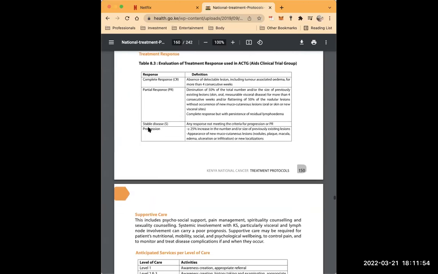Okay, and then you have the stable disease individuals, and for these, there's any response not meeting the criteria for progression, which is the next one, and the partial responders. Okay, so now the progression is when there's a 25% increase in the number and size of the lesions, and then there's appearance of new mucocutaneous lesions. So the stable disease are in between. It's like they don't have a response, but at the same time, they might be having a response, but it's not as much as that of the partial response.